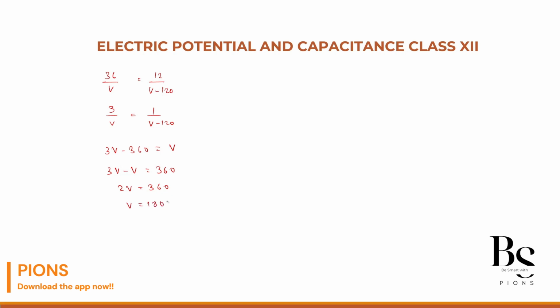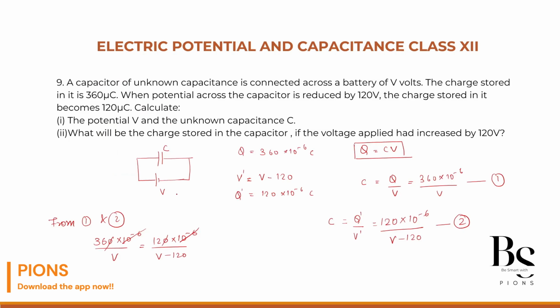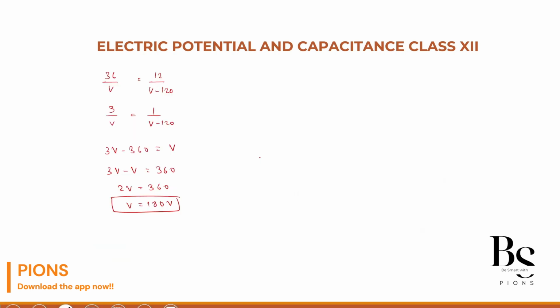So initially the battery voltage was 180 volts. And what is the charge initially? 360 microcoulomb. Can we find the capacitance value? Yes. Capacitance C will be equal to Q by V. So Q is 360 into 10 to the power minus 6, divided by 180. 18 twos are 36, so it is 2 into 10 to the power minus 6, or you can write it as 2 microfarad. That's the capacitance value.